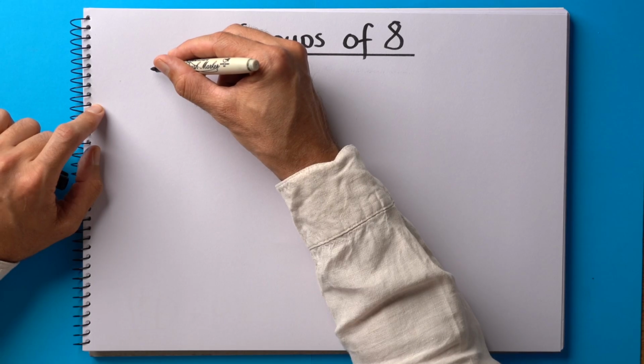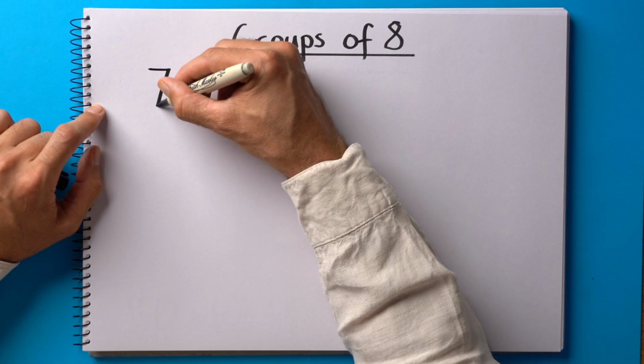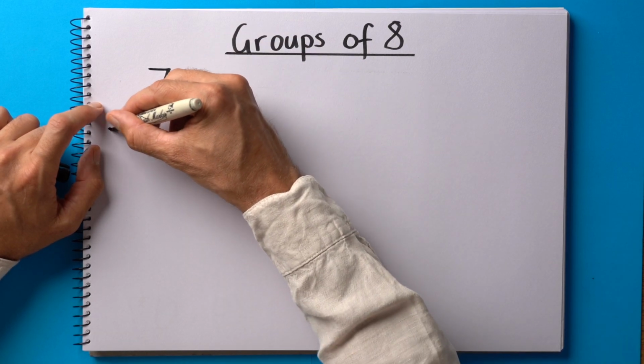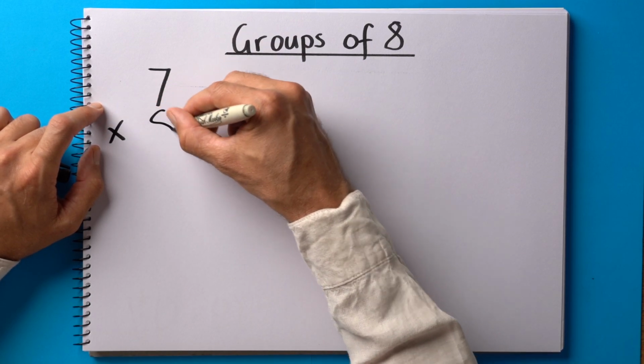And all of a sudden, we're onto the groups of 8 strategy. How did that happen? Well, don't worry, we'll go back and do the other numbers in a minute. To show you the groups of 8 strategy, I'm going to choose the number 7. 7 groups of 8.